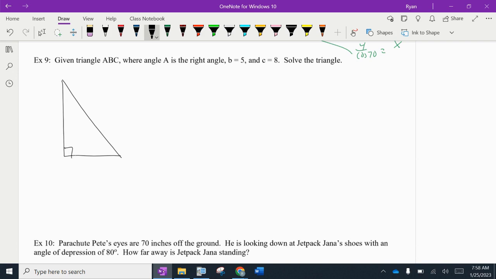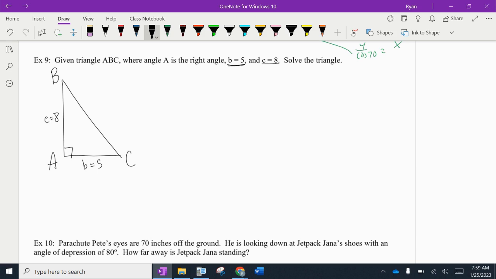It says where angle A is the right angle. So here's my angle A. Little b equals 5. What that means is the side opposite angle B is equal to 5. That's the smaller of the ones. So what that tells me, if I'm trying to draw this to scale, here's angle B, here's little b. Little b is equal to 5. Then it says little c is equal to 8. So if little c equals 8, then this is going to be big C, angle C.